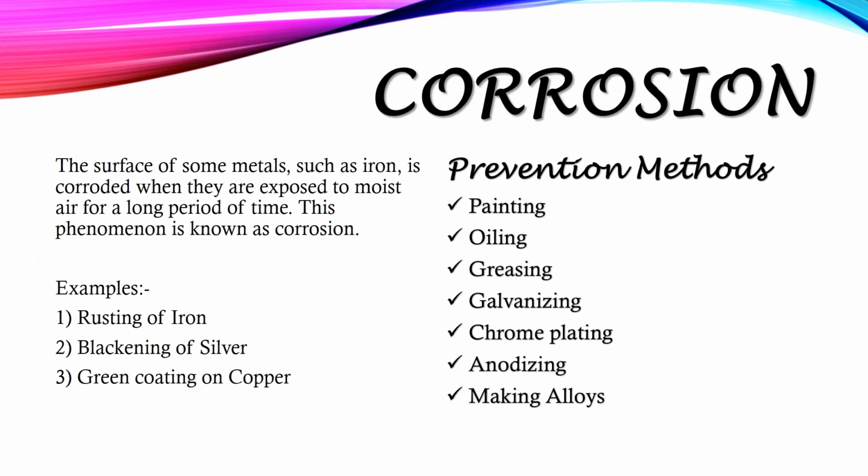The surface of some metals such as iron is corroded when they are exposed to moist air for a long period of time. This phenomenon is known as corrosion. Examples: rusting of iron, blackening of silver, and green coating on copper. What are the prevention methods of corrosion? Painting, oiling, greasing, galvanizing, chrome plating, anodizing, and making alloys.